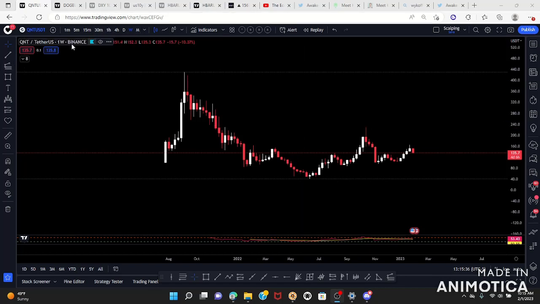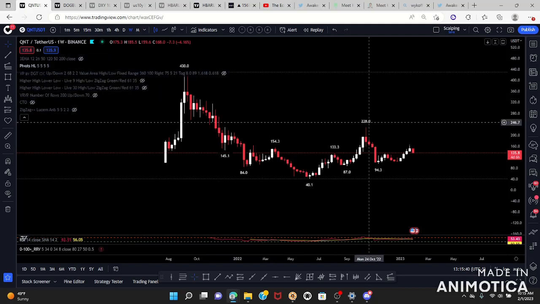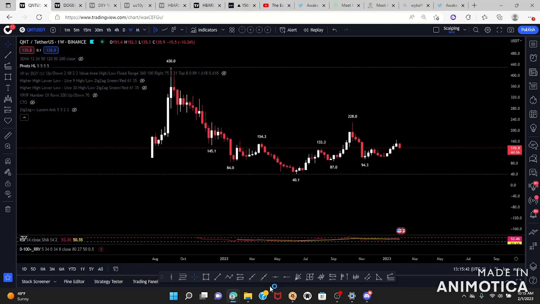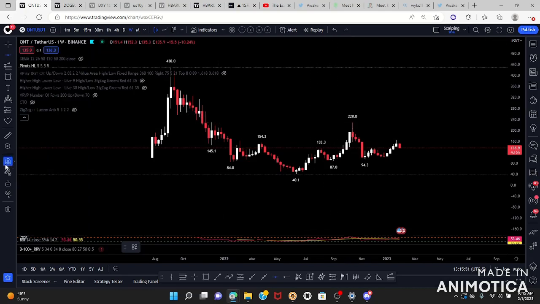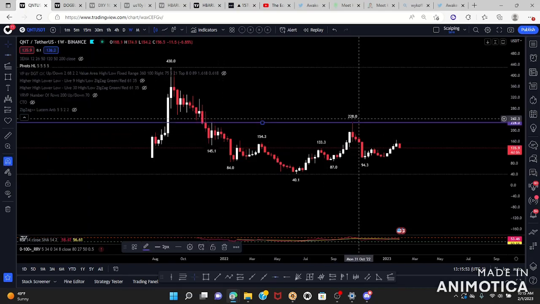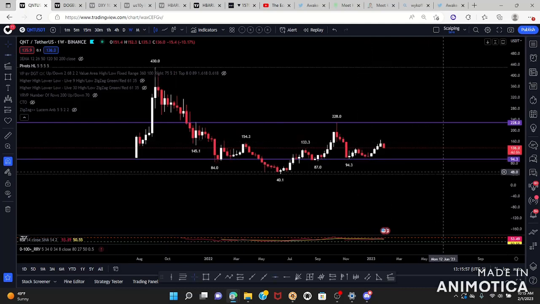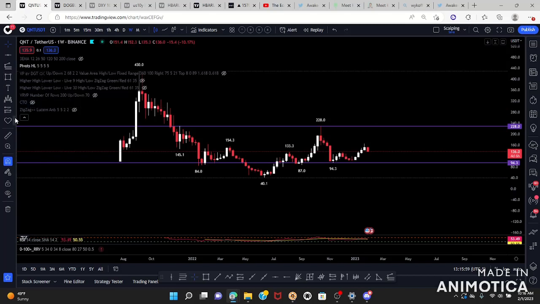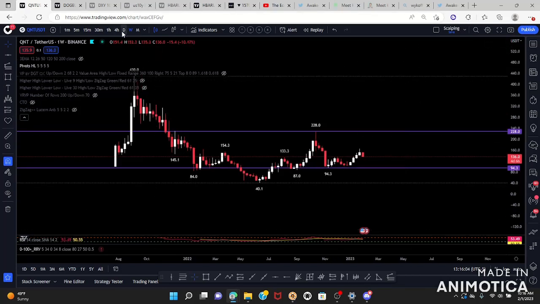First thing I like to do is start off on my weekly time frame. I use my pivot highs and lows to determine where my highs and lows are. So using my horizontal line tool, let me turn on my magnet, I'll set my resistance and my support. Perfect. So within this range, I'm going to go down to my daily.